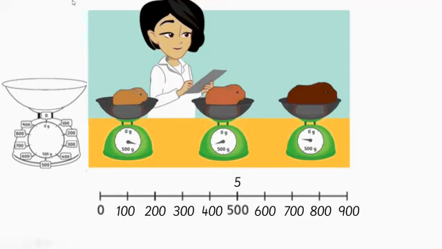Count from 0, 100, 200, 300 grams. You can keep counting from the last label, which is 500 grams. So continue 600, 700. Keep counting 600, 700, 800.